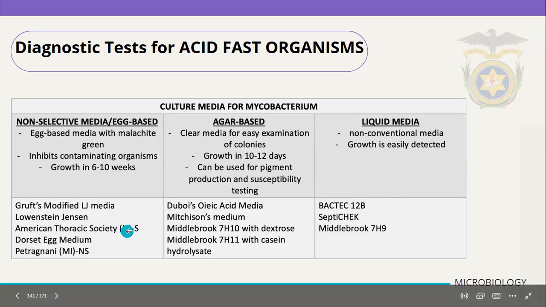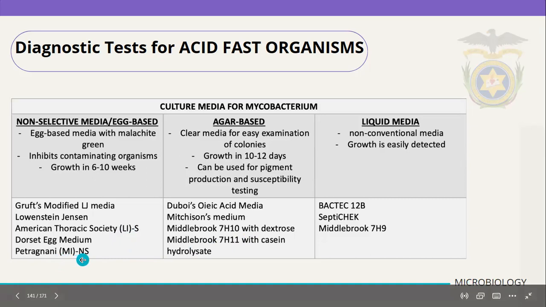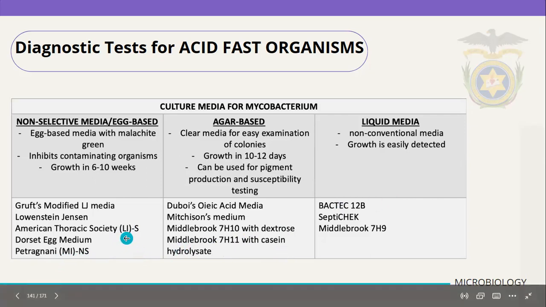So I just want you guys to take note that LIS here means low inhibitory sterilized specimen, and MINS means maximum inhibitory and non-sterilized specimen. Again, for the American Thoracic, the LIS is low inhibitory for sterilized specimen, and for Petrognani, MINS means maximum inhibitory for non-sterilized specimen.